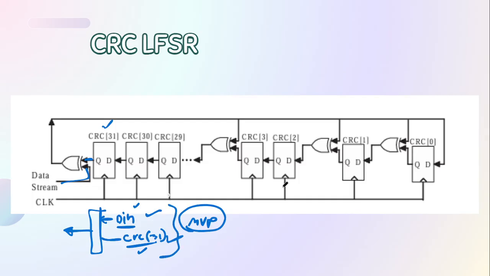So accordingly, this theory will always hold, right? So if you are using this kind of LFSR, make sure that this is the kind of LFSR, because they come in two different formats. So for our case, we are using this LFSR, and the data in and the CRC bit 31 are what are used to compute CRC at every step.